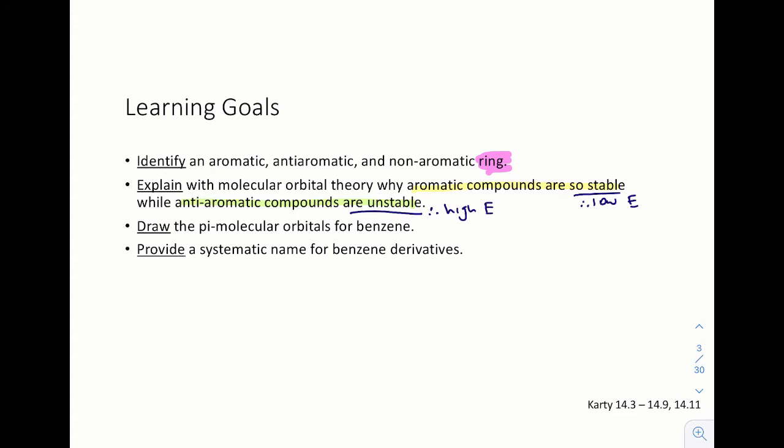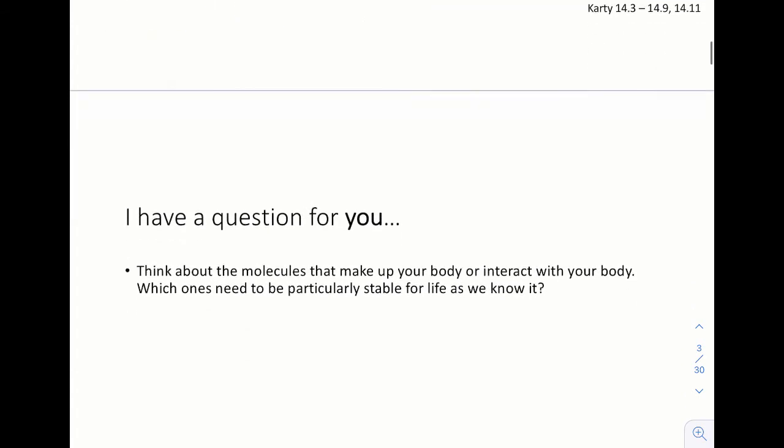Cool. We want to draw the pi molecular orbitals for benzene. We're getting really good at this now. I'm sure we'll have no problem. And then this is a bit boring, but we want to be able to provide systematic names for benzene derivatives. So some of this you might learn on your own with the use of a textbook. It's not something that you need to hear me explain. You just got to follow the rules, but we'll get to that at the end. All right, let's get started.